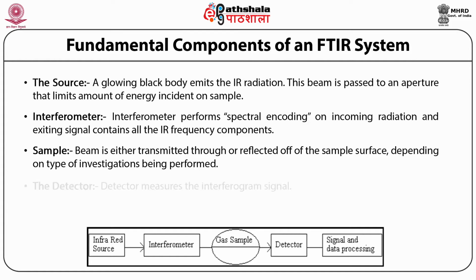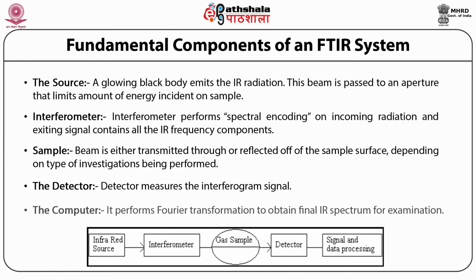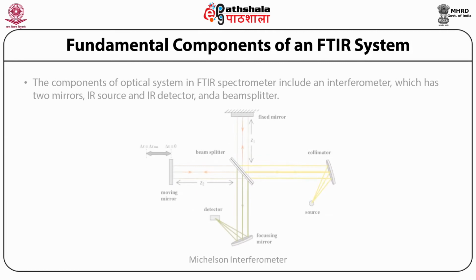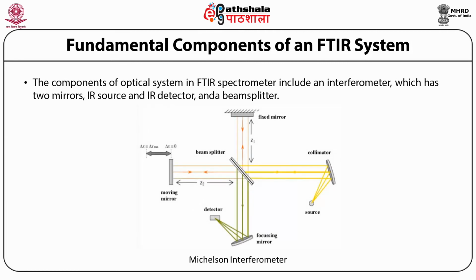Fourth component is the detector. The detector measures the interferogram signal. And the fifth component is the computer. It performs Fourier transformation to obtain the final IR spectrum for examination. The components of the optical system in an FTIR spectrometer include an interferometer which has two mirrors, an IR source and IR detector, and finally a beam splitter.